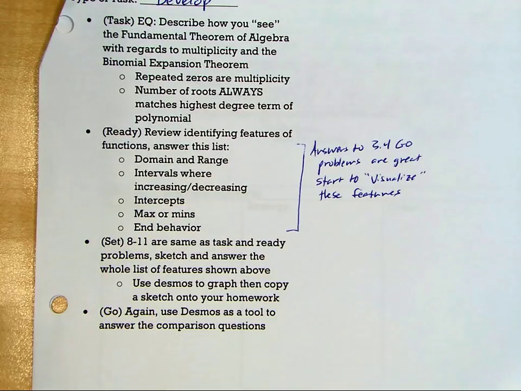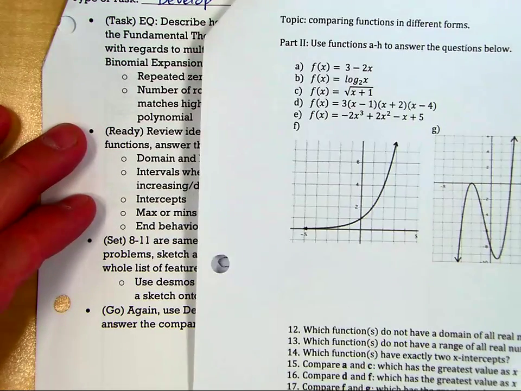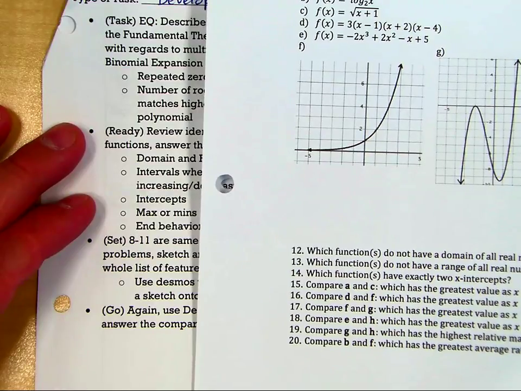Okay, the last part on the Go problems there, I say use Desmos as a tool to help you graph these and answer these comparison functions you see on the last part. Okay, that's it for 3.5.